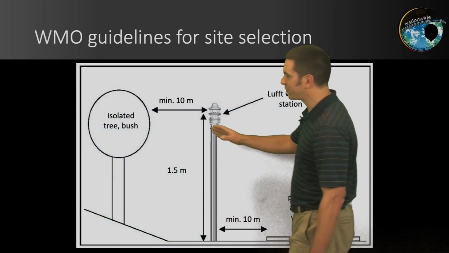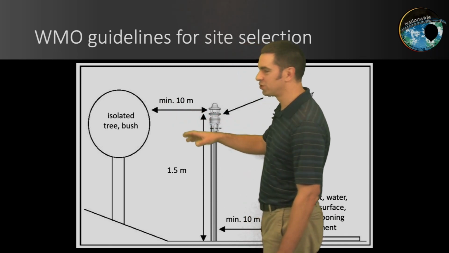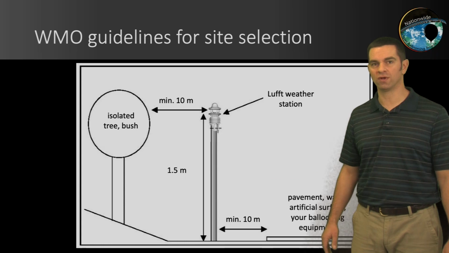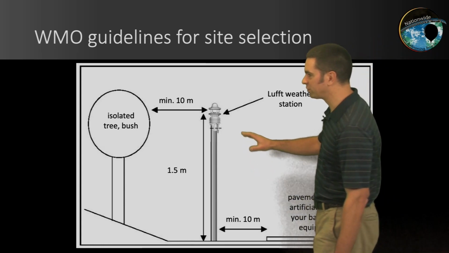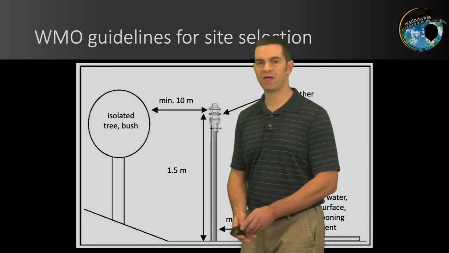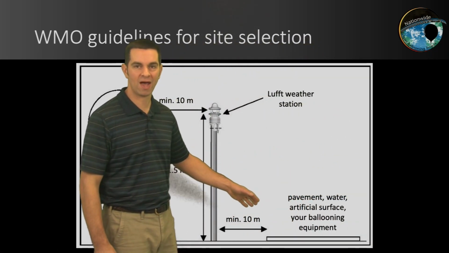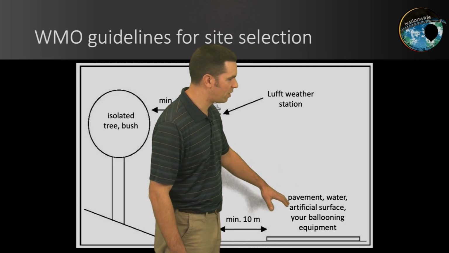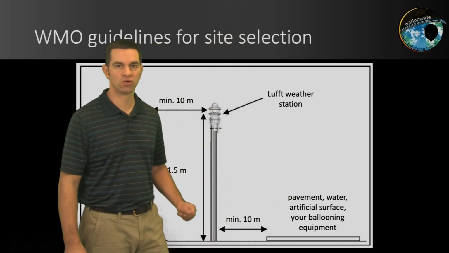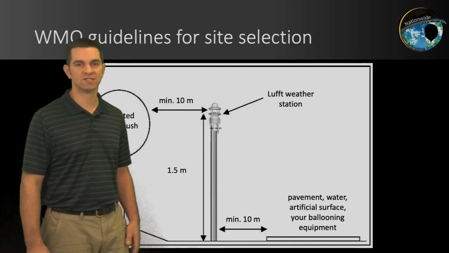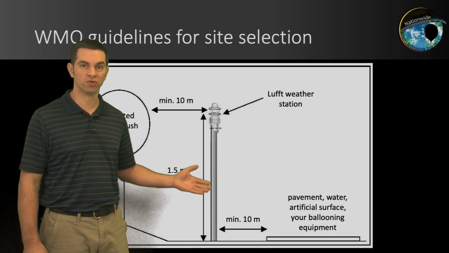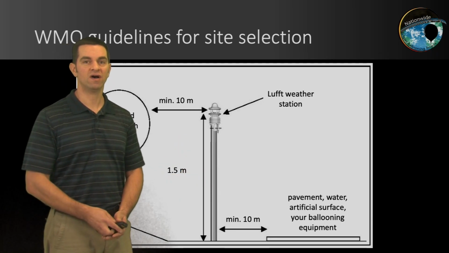Now, we might not be able to avoid an isolated tree or bush wherever we are, and that's okay. If it's only a few scattered trees or large bushes, just make sure that the surface weather station is set up a good 10 meters away from those. Same thing with, say, a concrete path or a small body of water, things like that. Any sort of artificial surface or body of water, just make sure that the surface weather station is set up a good 10 meters away from those, and it will be measuring good representative conditions of that environment.